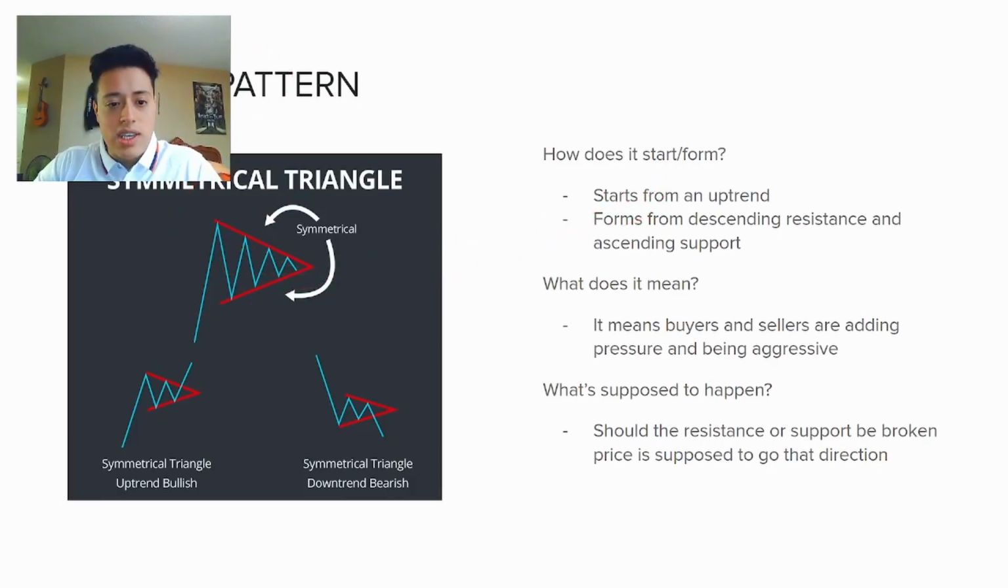So a symmetrical triangle also starts from an uptrend. It can start from a downtrend like we see here. And essentially it forms when there's a descending resistance and price is also hitting an ascending support. So we get this symmetrical triangle shape right here. It essentially means that buyers and sellers are adding pressure and being aggressive. So it doesn't necessarily mean that price is going to go up. For example, if it starts from an uptrend and it does this, it doesn't mean price is going to go up. I don't know why this chart shows that, but it's essentially where price breaks out of is where it's going to go. That's the direction it's going to go.